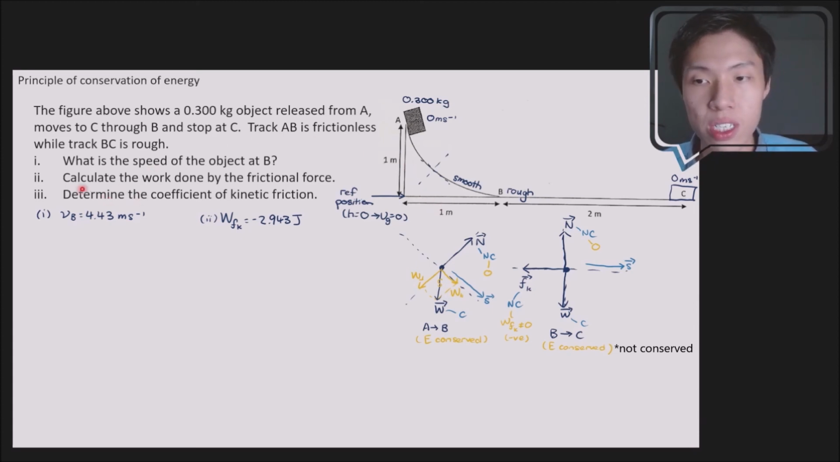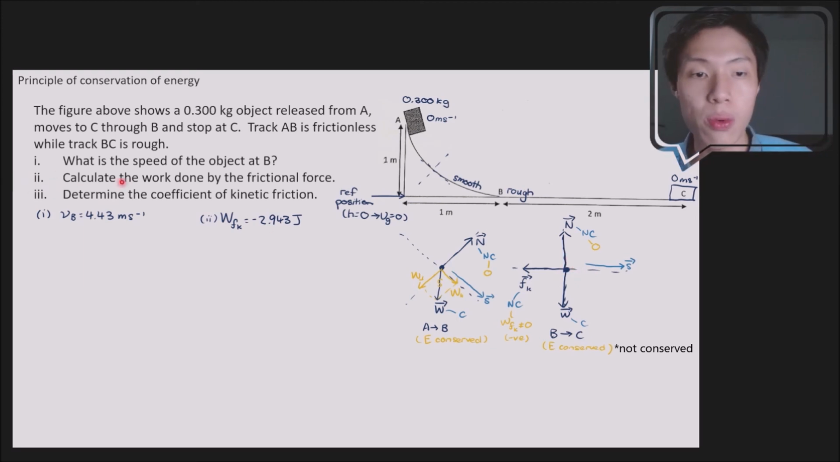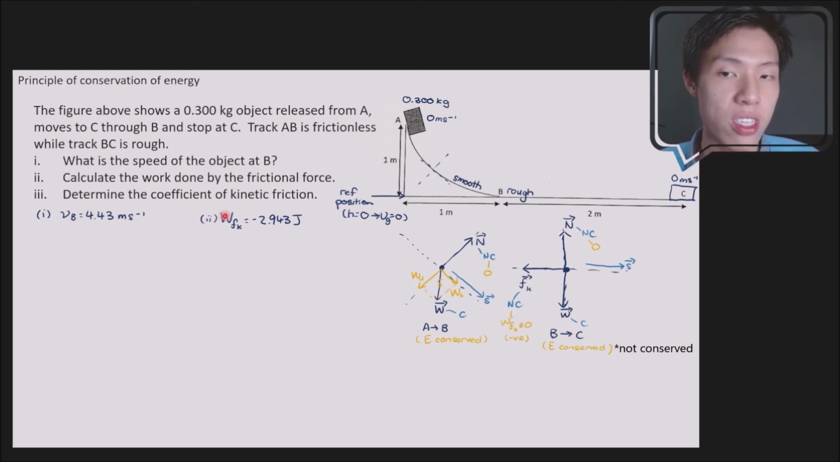Question 3 asks us to determine the coefficient of kinetic friction. What we know about kinetic friction right now is the work done by kinetic friction is negative 2.943 joule. Just now, for question 2, we mentioned that we cannot determine the work done by kinetic friction by multiplying the magnitude of kinetic friction with the magnitude of displacement with the cosine of the angle between them. But now we have determined the work done by kinetic friction using the work energy theorem.